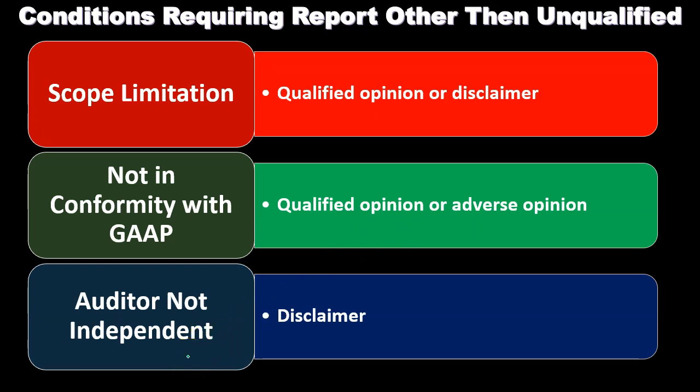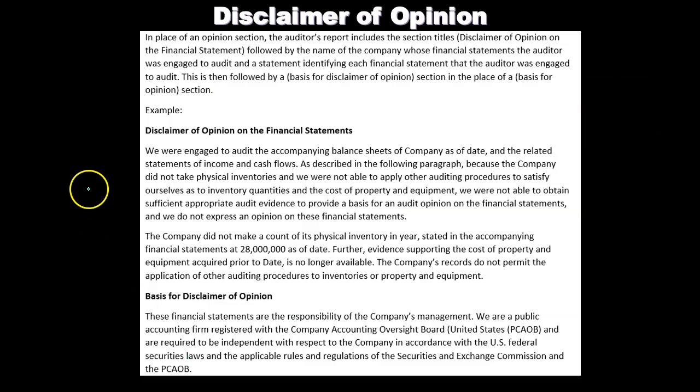If the auditor is not independent, then we'd have to have a disclaimer of opinion, because the auditor can't give an opinion if they don't have that independence factor. So here's an example of how the terminology would look on the disclaimer. Remember, what you want is to memorize the qualified audit report, and then you can think through what would happen in some of these other types of deviations from that.